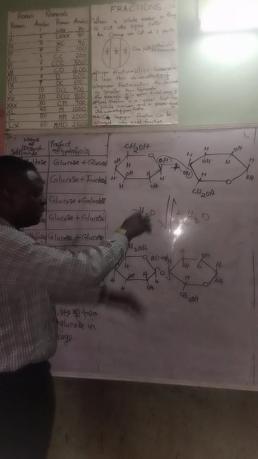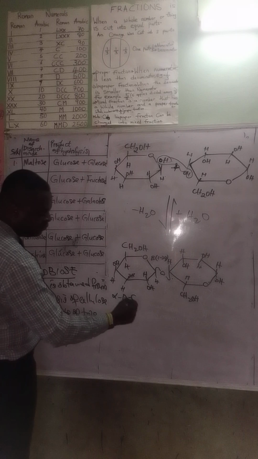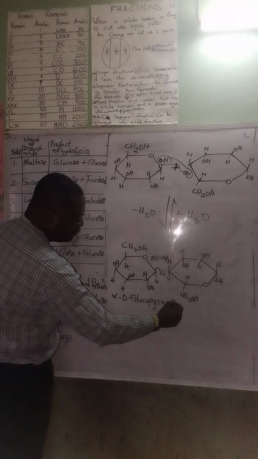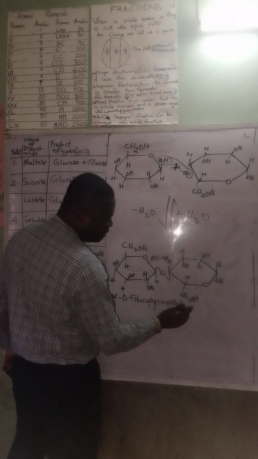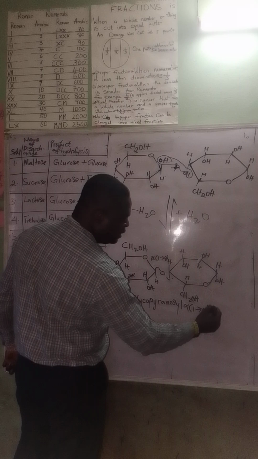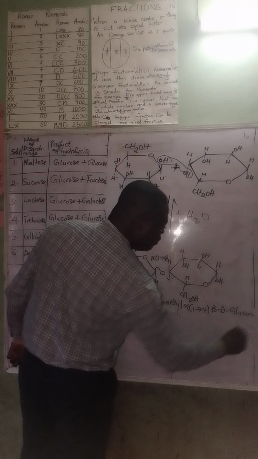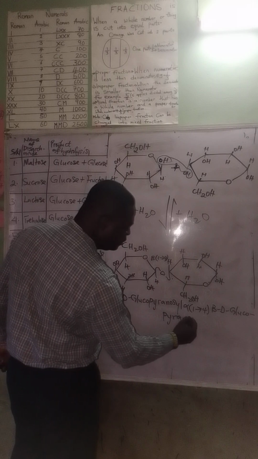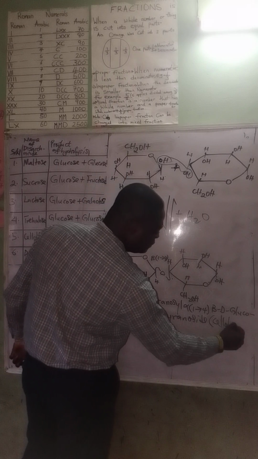Beta. The other glucose will be turned. So what I have here is alpha D glucopyranose. Now alpha 1 to 4, then I have beta D glucopyranose, which is now what? Cellobiose.